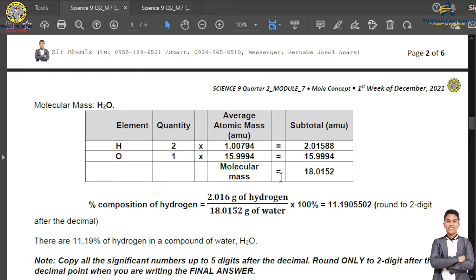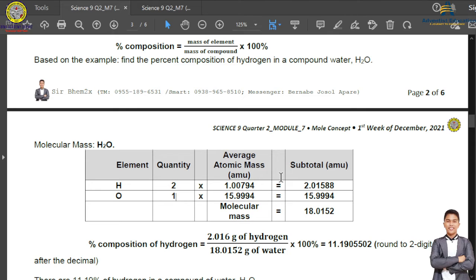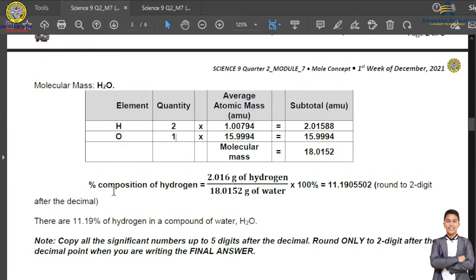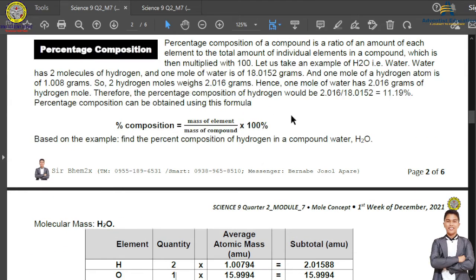Why do we need to find the percentage? We need to find how much hydrogen, or how much of an element, is present in a certain compound. That will be our purpose. Now, using the formula above, this is the formula.